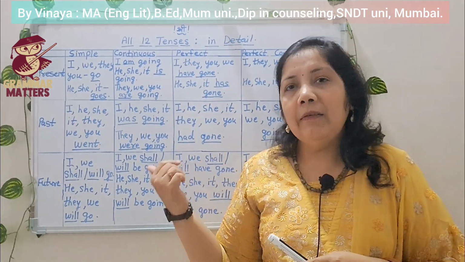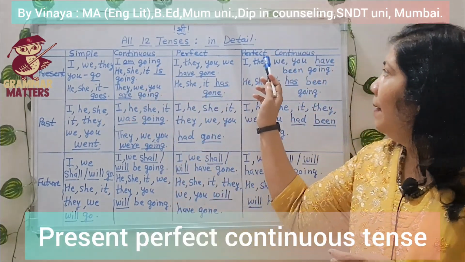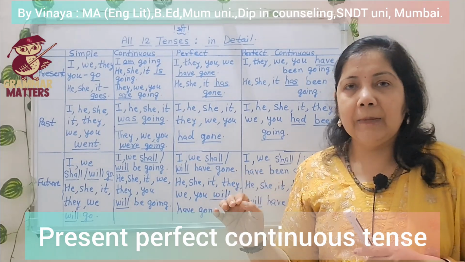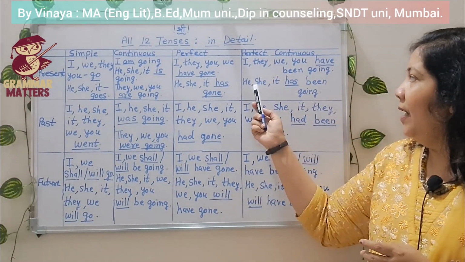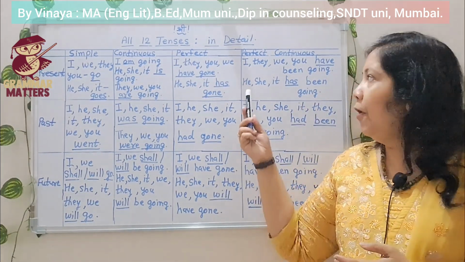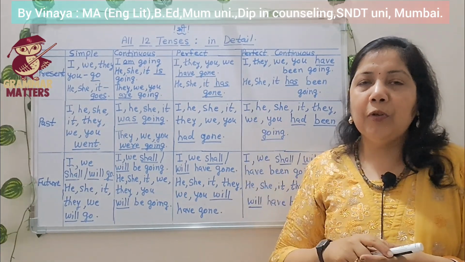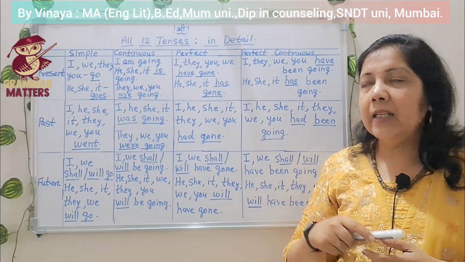Now let us move on to the fourth kind of present tense. Present perfect continuous tense. I, they, we, you have been going. He, she, it has been going. Again the same way, for he, she and it we have to take has. For the remaining four pronouns we have to take have. Separately I am reading the sentences.